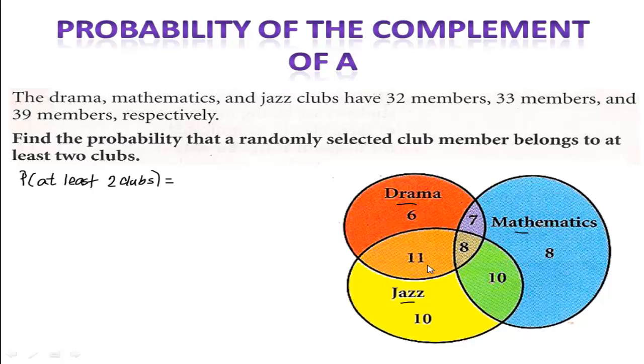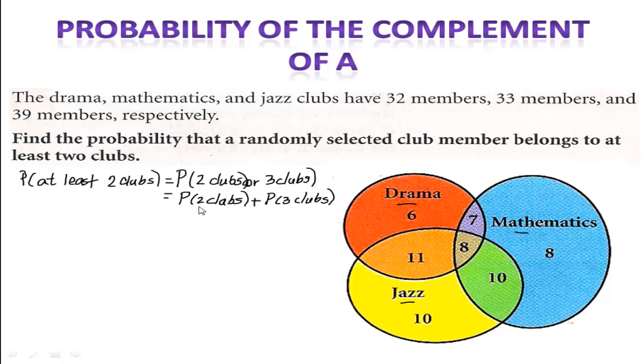I can just find the probability of at least 2. At least 2 means the probability that they belong to 2 clubs or 3 clubs, right? And you know how to do this probability. This would be the probability of being in 2 clubs plus the probability of being in 3 clubs. So we can do this, and then I'll show you the second approach, which is with the complement, which is much easier. Okay, but I like to do this one just so that you can appreciate that the complement is a better way to approach this.